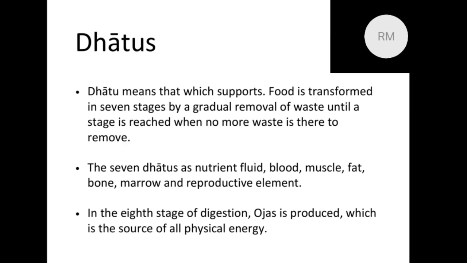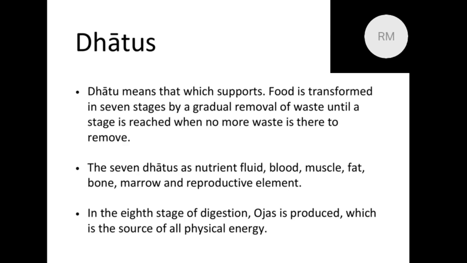And then in the next stage of digestion, we get adipose fat in the body. So this is called medas. Then medas is fat, and then asthi, which is actually bone, and majja, which is bone marrow, and then shukra, which is the reproductive element. So these are the 7 dhatus.